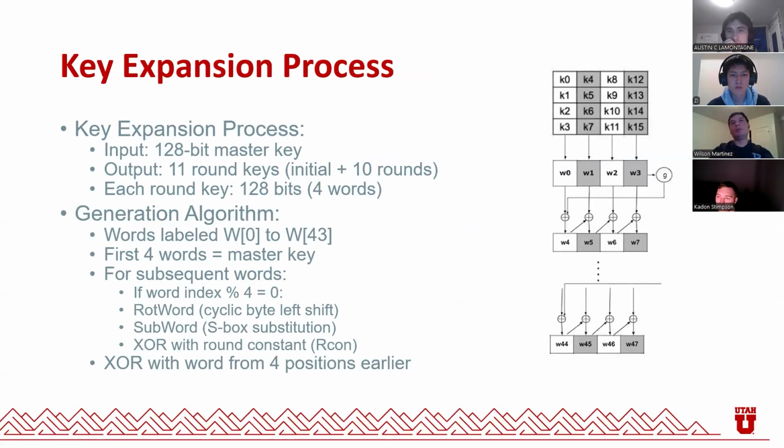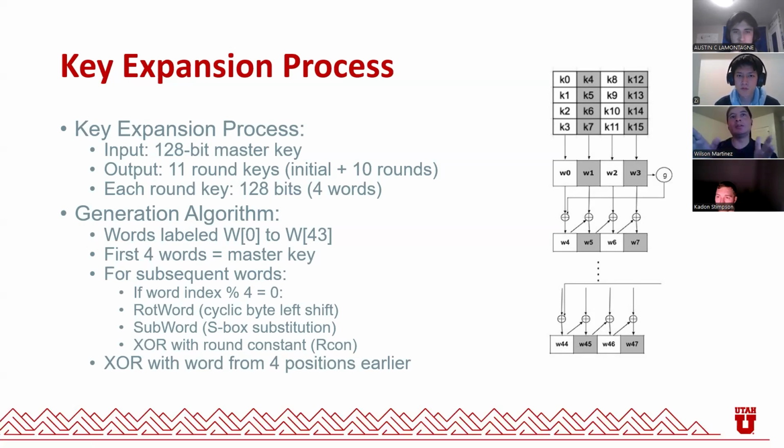An important module in our AES is the key expansion process. The whole purpose of this process or module is to generate 10 different rounds of keys that we are going to use in the process of encrypting the information.